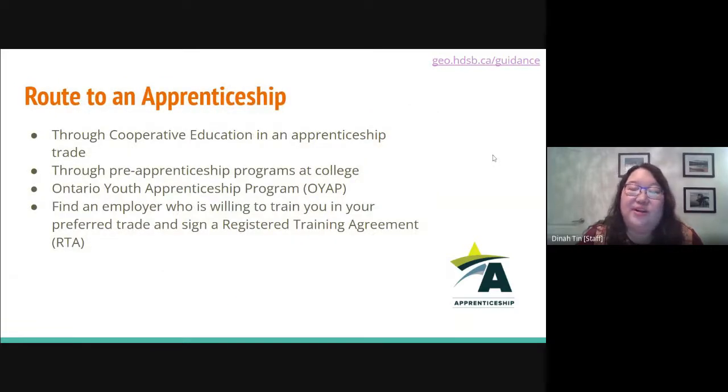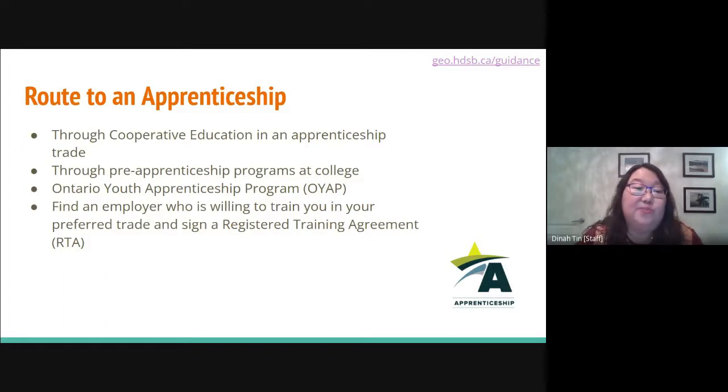The route to an apprenticeship. In terms of high school preparation or planning, doing a co-op placement in an apprenticeship trade will be very useful. They can figure out if that's the actual trade they want to do after high school, and also start gaining some of those hours that they need.